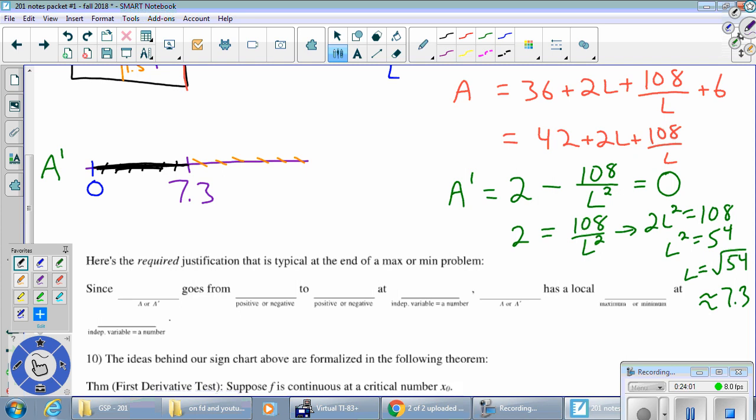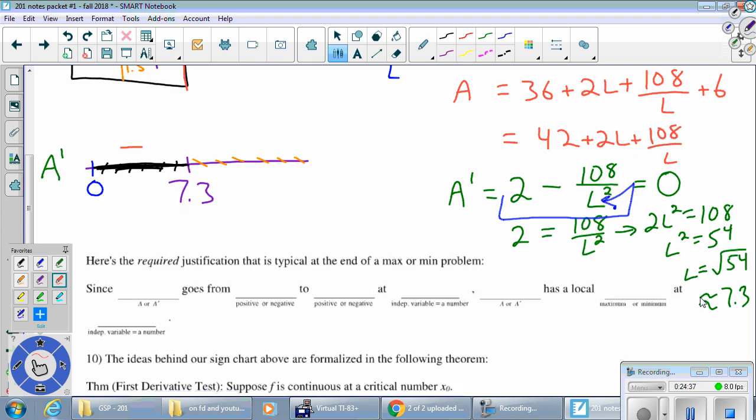Okay, so for example, I'll pick the number 1, and we're going to plug it into A prime. When I plug L equals 1 right in here, I get 2 minus 108 over 1 squared. Now, I actually don't care what that number is. All I care about is whether that number is positive or negative. So 2 minus 108 over 1 squared, that's 2 minus 108. That is very much a negative number. And so all I'm going to do is put a negative sign up above.